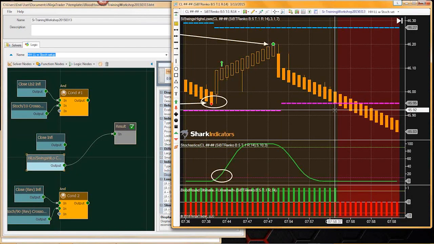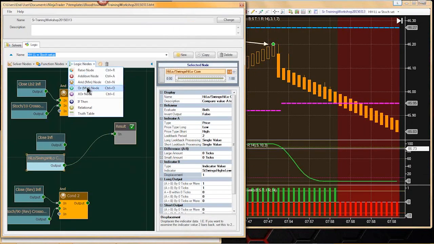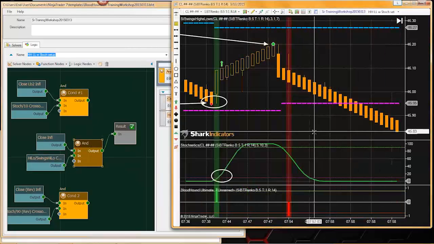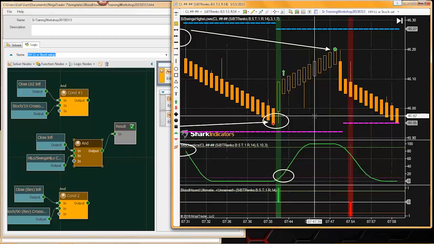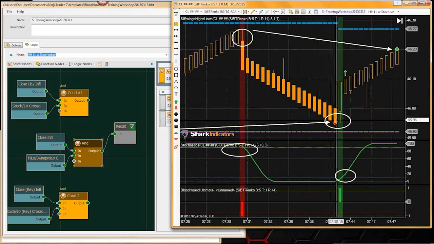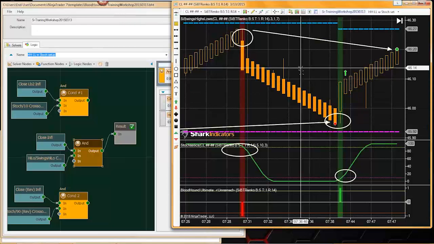I guess so. I guess looking at that just tells me that it's working correctly. All right. So the next step now is to connect these two together with an AND node, and hopefully we get the result that we're looking for. And yes, so good. So we did get a long signal right here on this reversal bar.